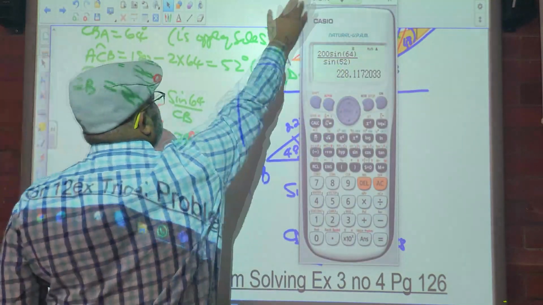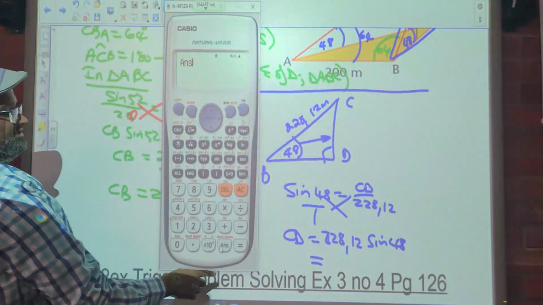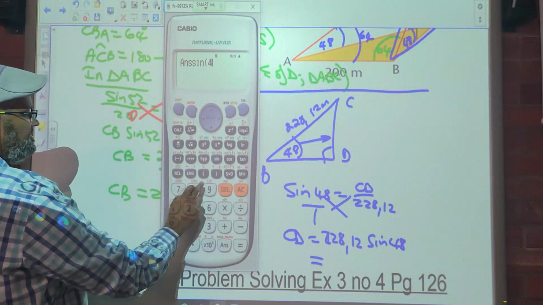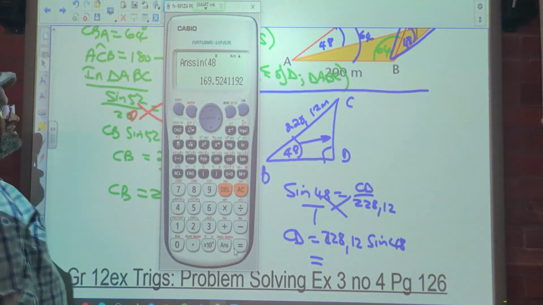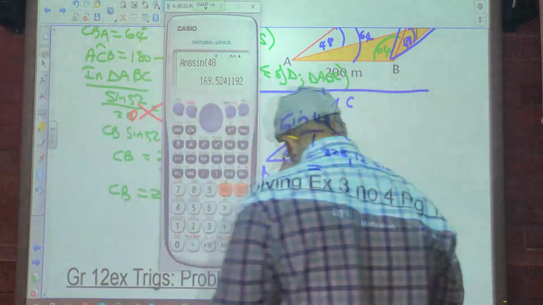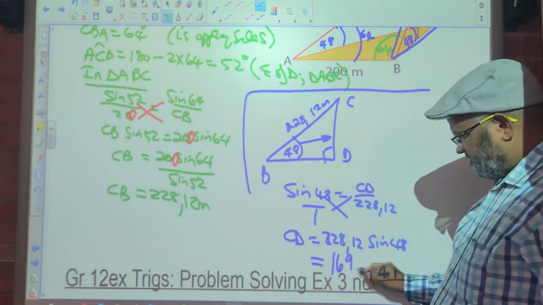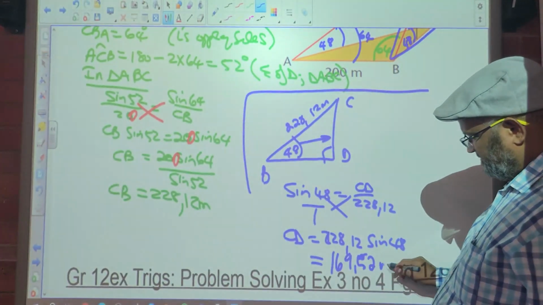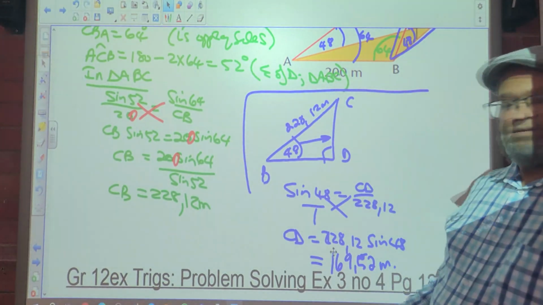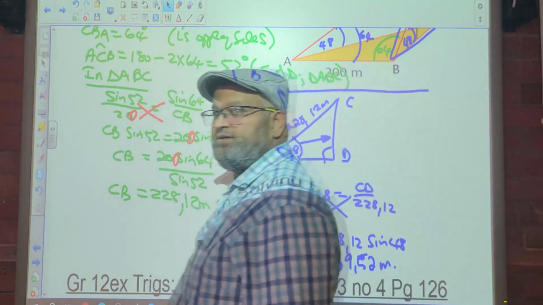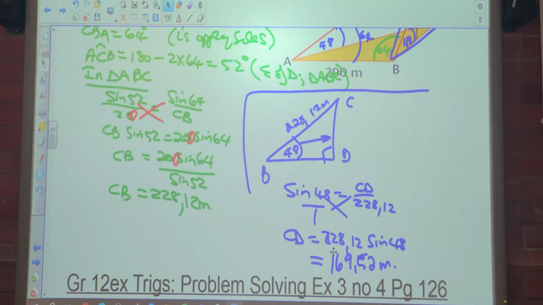Then the calculator answer for sine 48 will give 169,52. Is that correct? Alright. Any confusion here? No? Okay, so I'm just going to stop the video and then I'm going to do the remaining sums, okay?